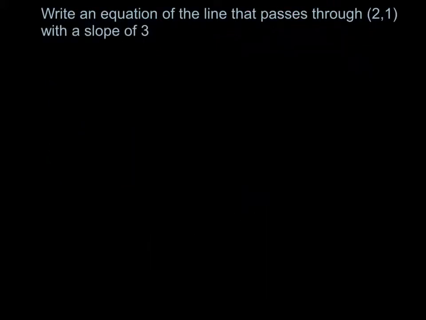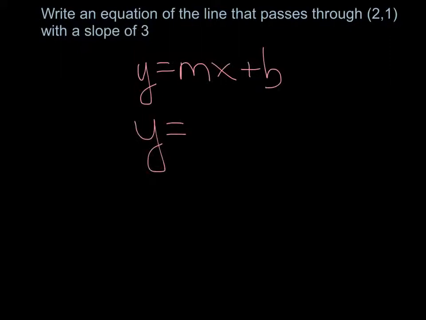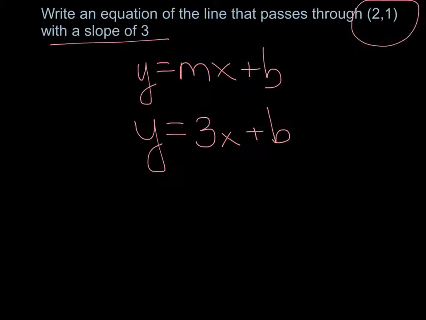So let's take a look at an example. It says write an equation of a line that passes through (2, 1) with a slope of 3. So let's first write out the slope-intercept form, which is y equals mx plus b. We know that m is the slope, and they told us the slope is 3. And then they've given us a point. So we're going to replace the x with our x value, which is 2, and our y with our y value, which is 1.